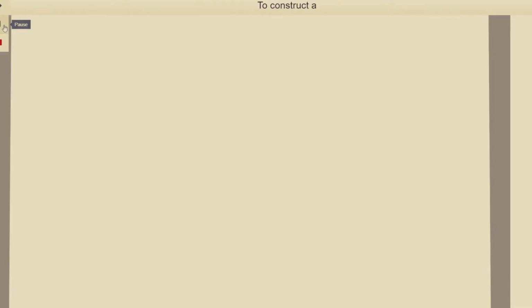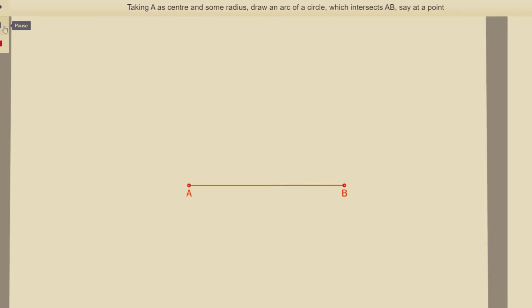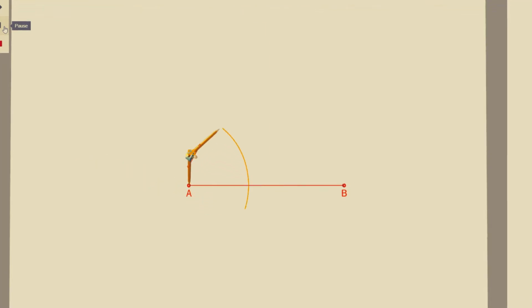Now we will learn how to construct an angle of 75 degrees. For this, we have to take a line segment AB. With center A and any convenient radius, draw an arc which intersects the line AB at a point, say C.